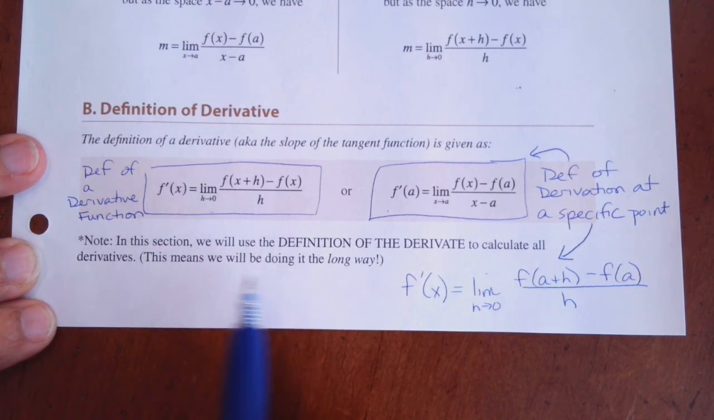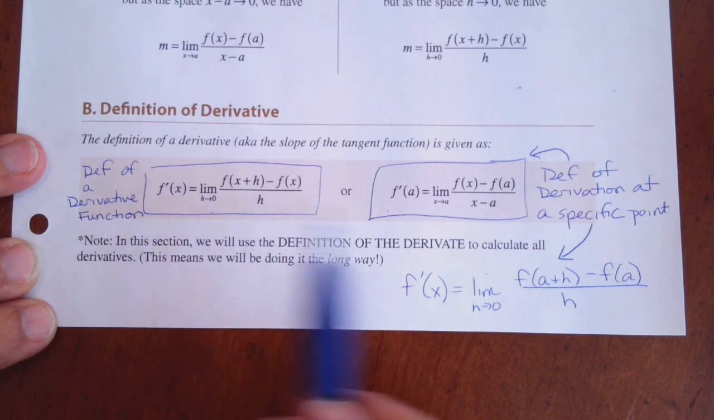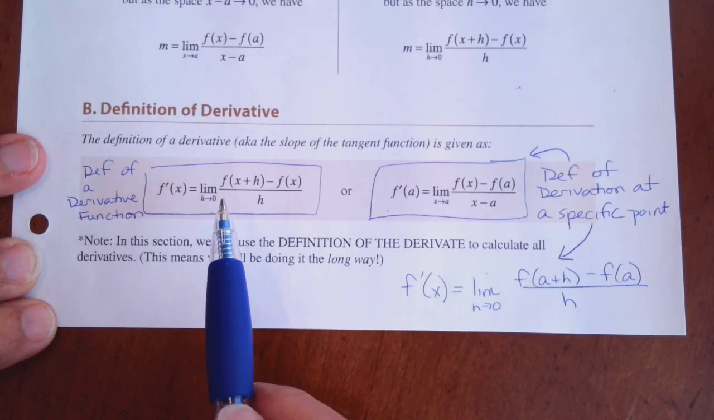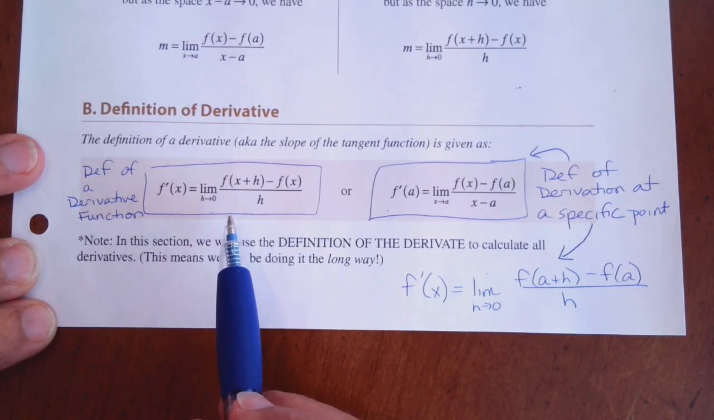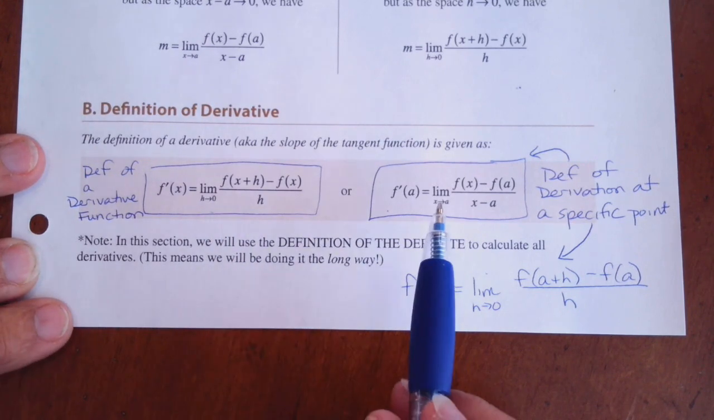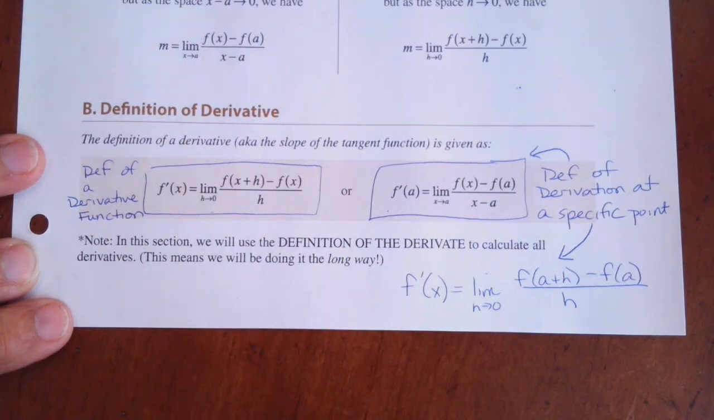Some of you know shortcuts. We'll start the shortcuts in section 2.3. But for this test and for these two sections, you must use the definitions. Okay, so you're going to use this one to find the derivative of a function. You can use either one of these to find the derivative at a specific point. And let's go back to the whole thing.